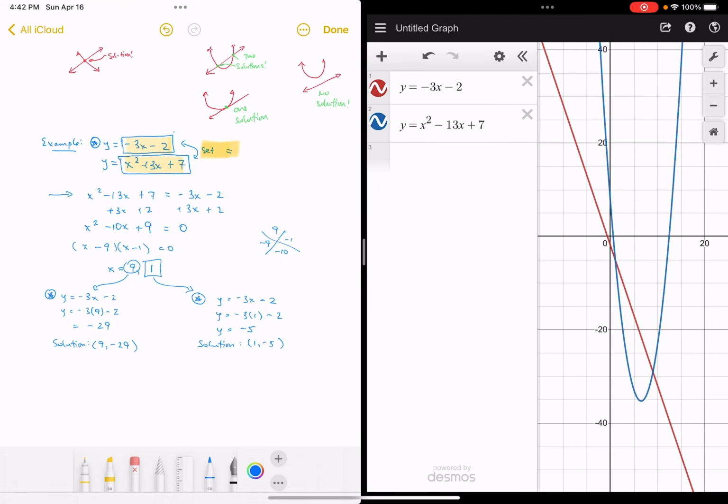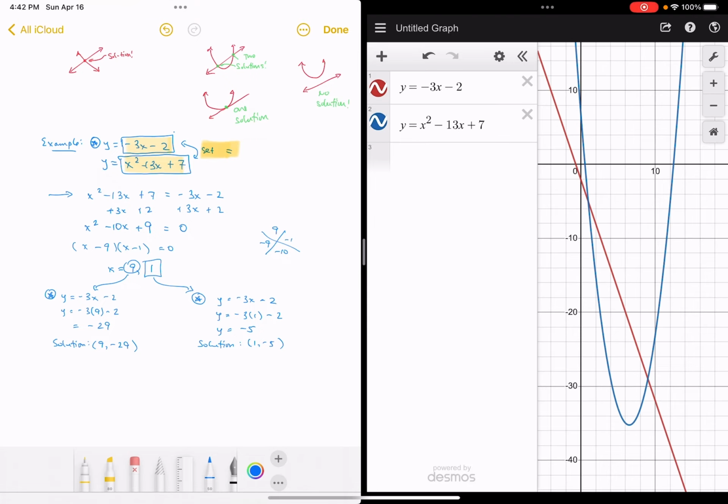And if I move around my zoom, I can see the parabola and the line cross twice, and then I can just click on the points of intersection, and there they are, 1, negative 5, and 9, negative 29. So use this as a sample for doing the homework problems, and I hope to be back on Tuesday.